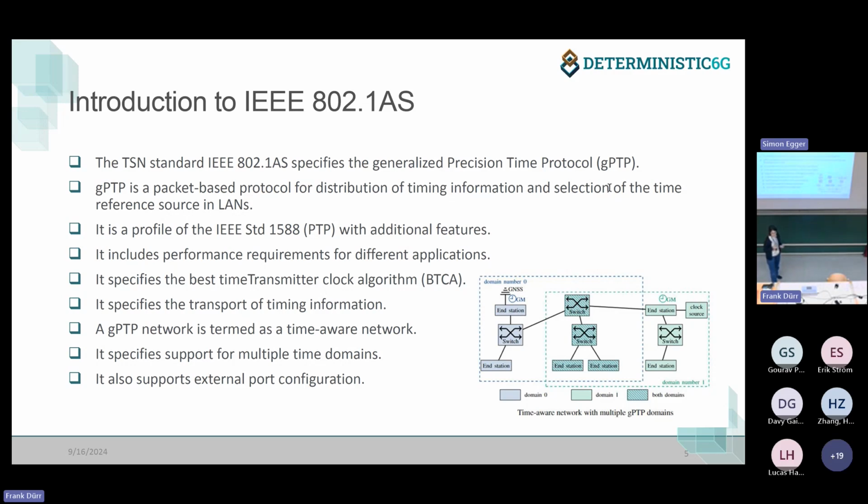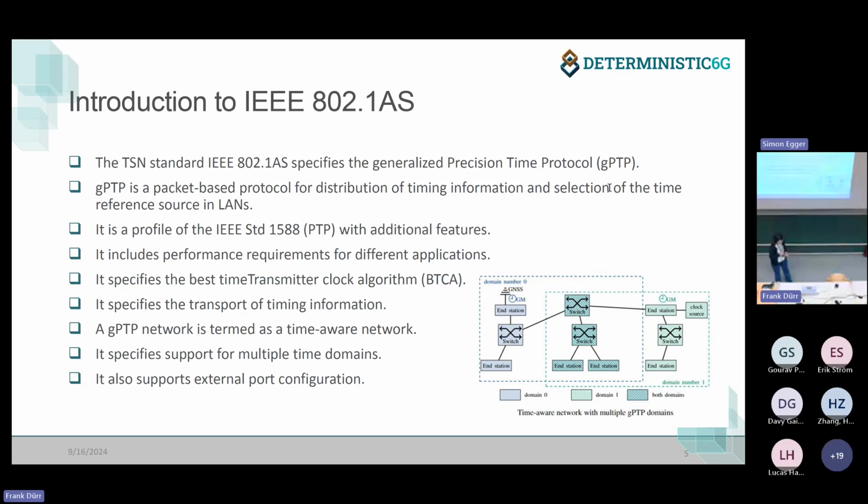I would like to mention here that I'm using the latest terminology that has been defined by 1588 to make the language more inclusive. That means the master has been replaced by time transmitter and the slave term has been replaced by time receiver. In gPTP, we also see that it specifies how the timing information is transported within the network. A gPTP network is termed a time-aware network, and all the nodes, be they switches or end stations, are called time-aware systems. It specifies support for multiple time domains.